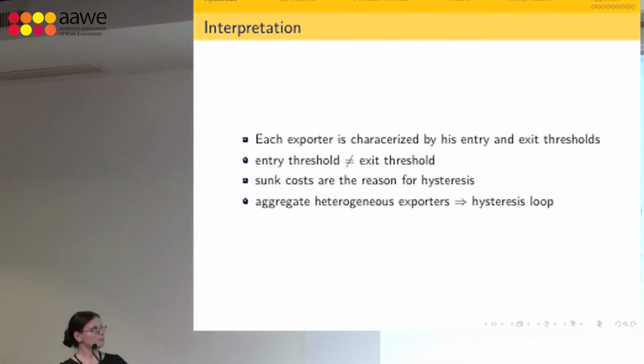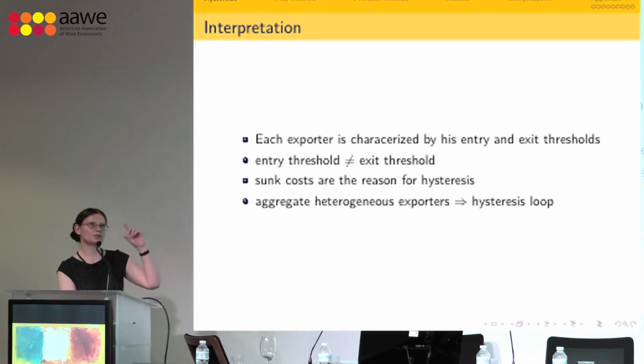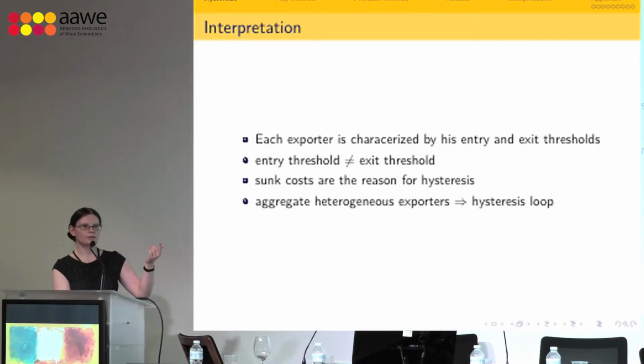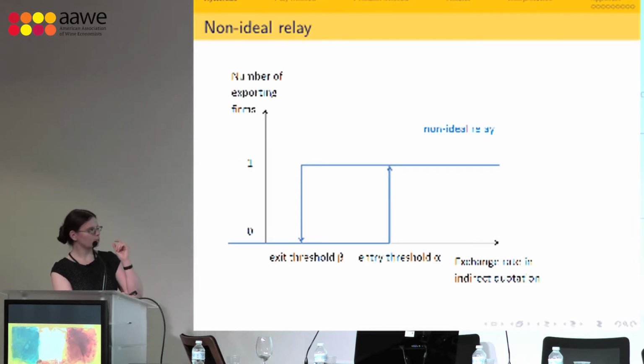These are not the same. If they were the same, we would have a perfect relay. For example, when you switch the light on and off, you have a perfect relay. But here we have not, because there is this band of inaction, this one here, where you can be in both states. For example, if you have this value of the exchange rate, you cannot say if you are exporting or not exporting. You have to know where you have been in the period before.